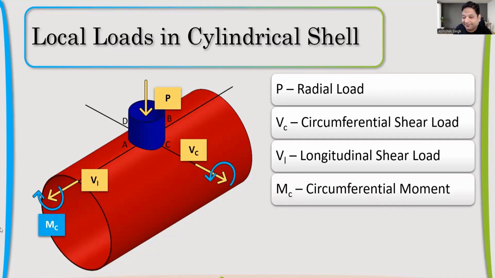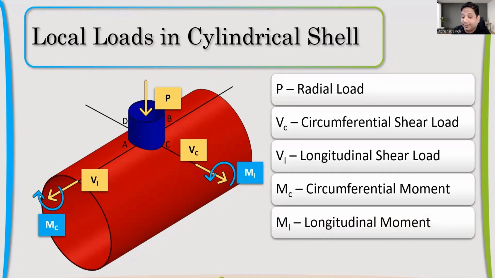Now this one, the second blue color. This is ML. Now you're getting how the nomenclature is given. Many times people get confused because the client has given some other terminology and you have to input in some other terminology. So if you understand what is ML and what is MC, you will not have any problem. So MC is circumferential moment, and ML is longitudinal moment.